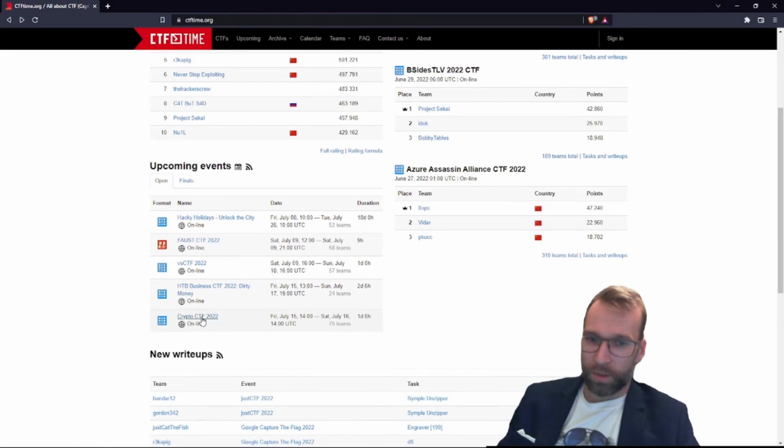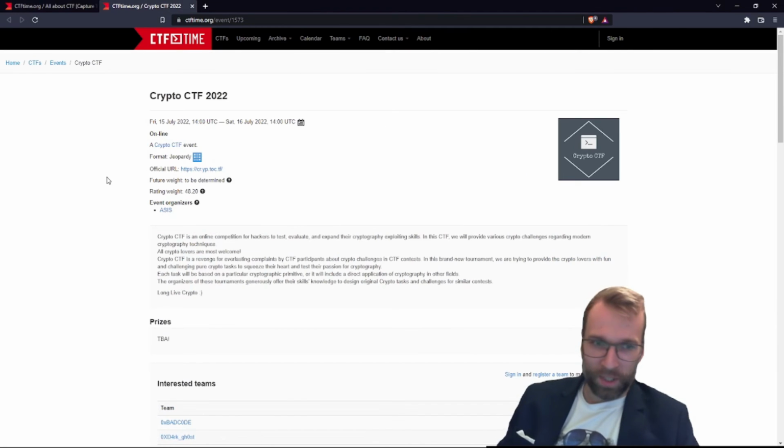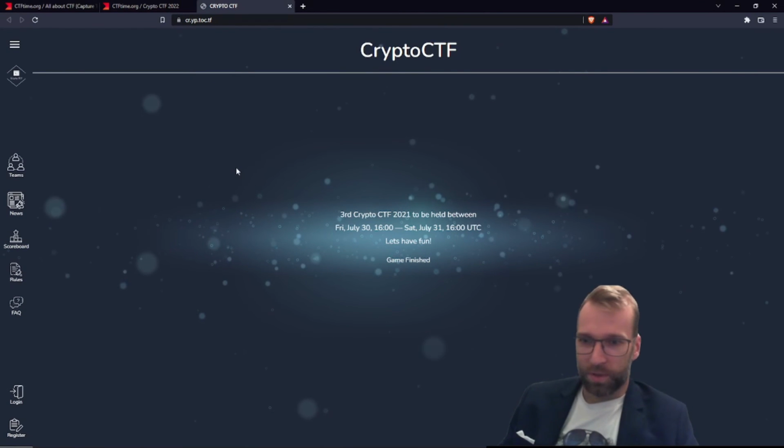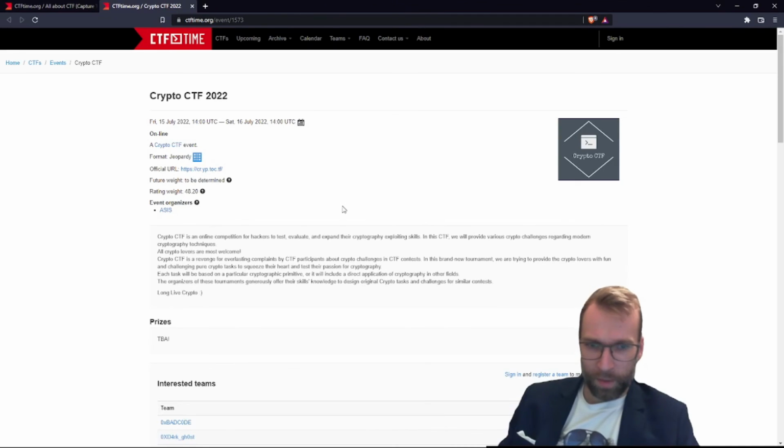All right, now we have crypto CTF. So obviously I'm not gonna participate in this. I'm not a crypto person, but I think that's really cool that they're making this, and they are making a crypto CTF, good on them. Looks like this is their third crypto CTF. That's really cool, nice site. Looks very polished, as a matter of fact.